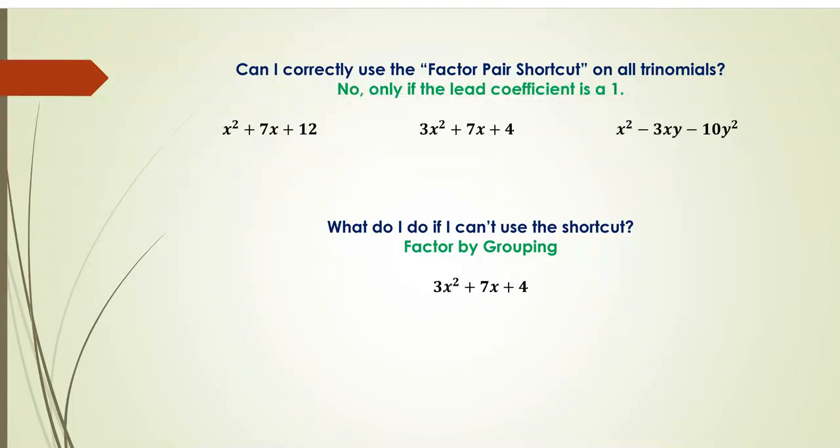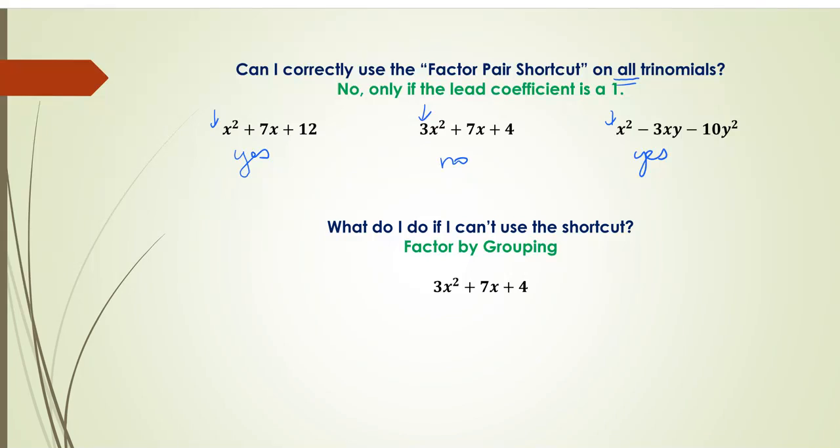So moving on, here's a question. Can I correctly use the factor pair shortcut on all trinomials? So the question here is all trinomials. And the answer is no, only if the lead coefficient is a 1. So if I look at this example, could this be used? I could use it if I can find a factor pair. So this is a yes. In this one, no, I can't, because it doesn't start with a 1. And in this one, yes, I can, because it starts with a 1. Even though there's an x squared and a y squared, it doesn't matter as long as that 1 is there.